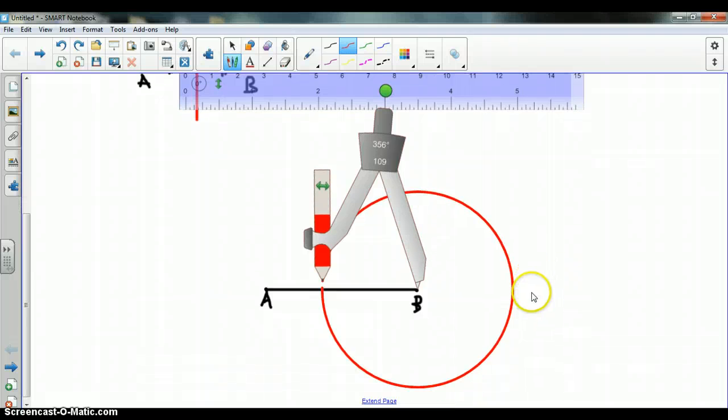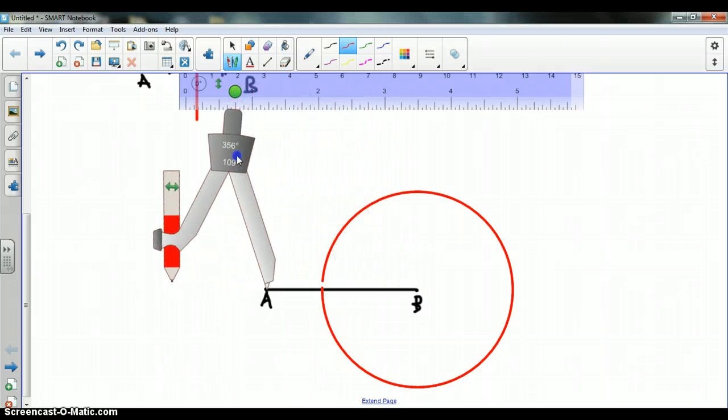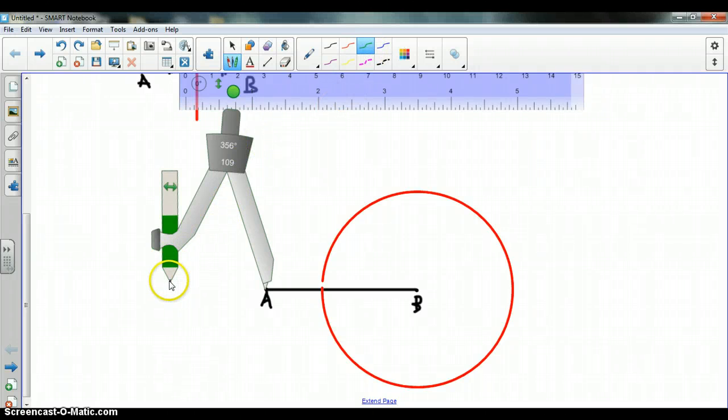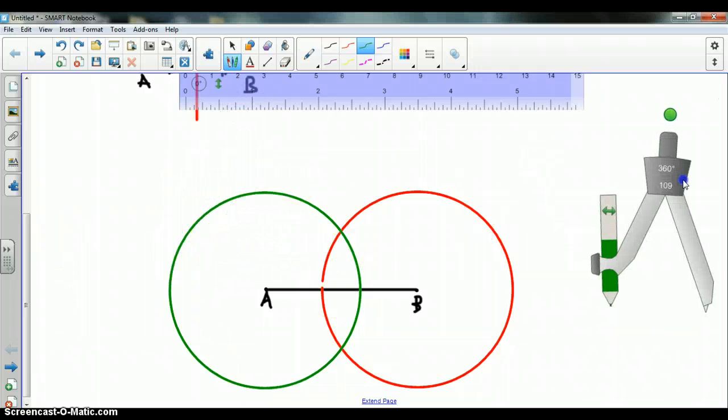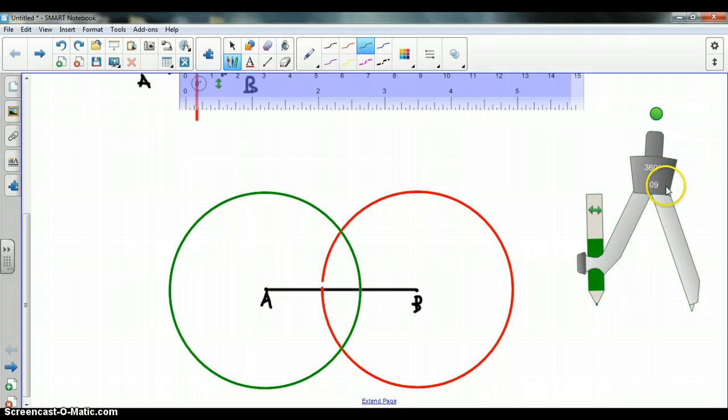All right. And then I'm going to do the same thing. I've got the same size, and I'm going to move this over now to point A, and let's change the color. And I'm going to do the same thing again. Bam. 2 circles with the compass. And what do you notice? Some crossing there again. So we got a point right here, and we got a point right here. And let's label those again as C and D.